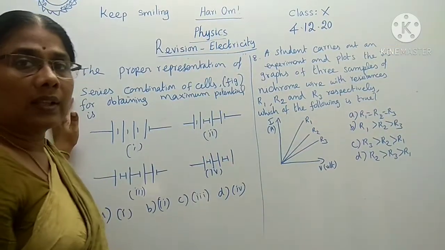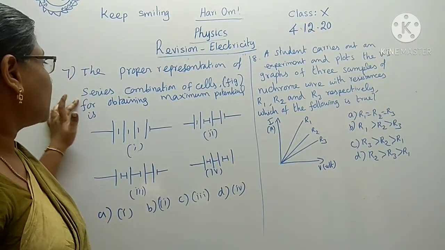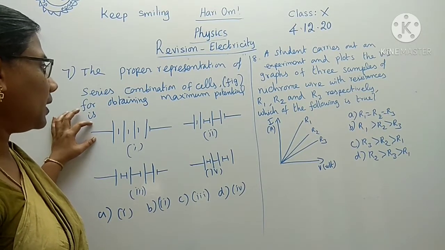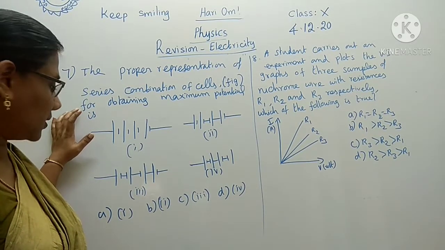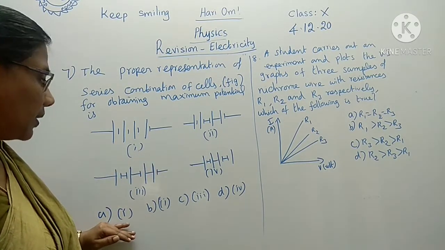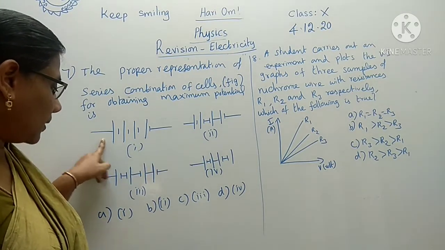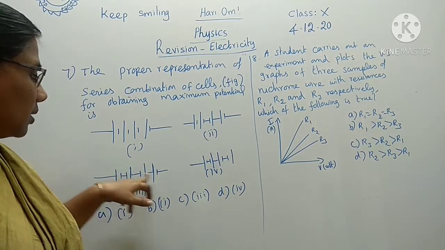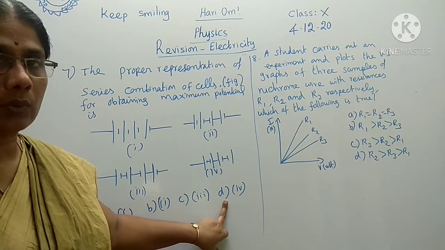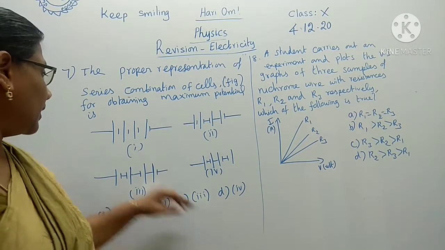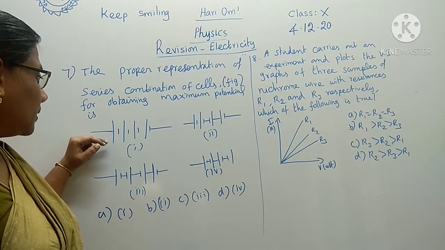The proper representation of series combination of cells in the figure for obtaining maximum potential is, 4 diagrams are given. We have A, the first one is correct, or B, the second one is correct, or C, the third one is correct, or D, the fourth one is correct. We have to find which one may be correct.